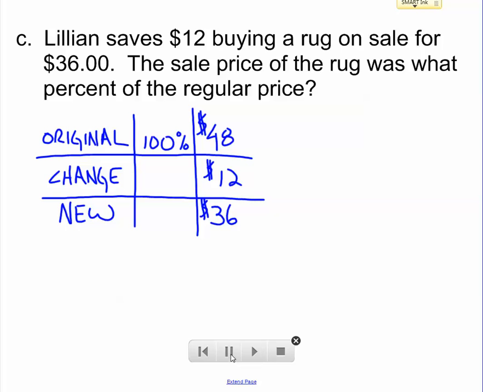Okay, now what are they asking us for? The sale price of the rug was what percent of the regular price? So what was the new percentage? What percent did she pay? That's what we're trying to figure out.